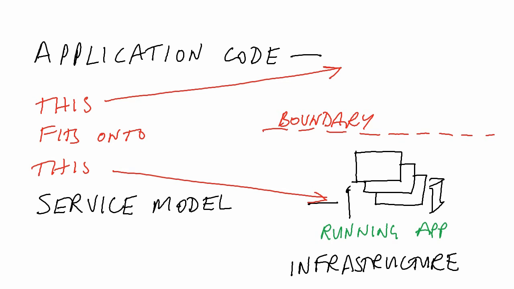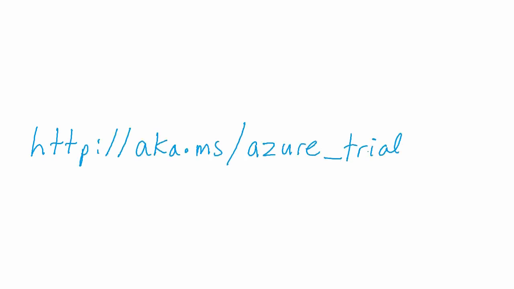And here are the steps. 1. As with the SharePoint example, sign up for a free Windows Azure trial subscription, or if you've already got one, skip this step. You can get a subscription at http://aka.ms/azure_trial. You'll need a Live ID and a credit card for identity verification.